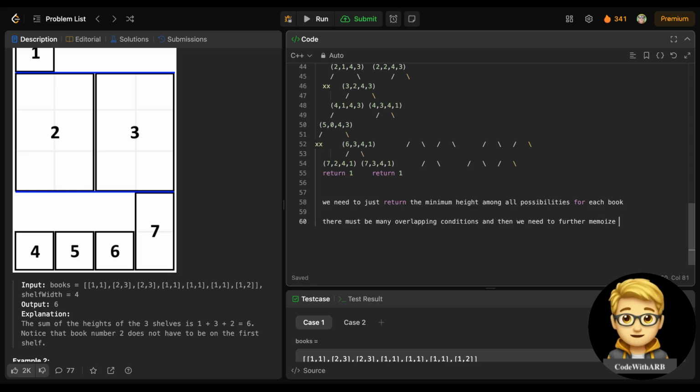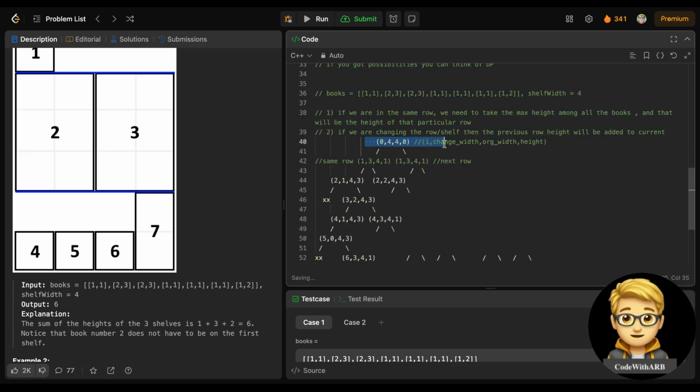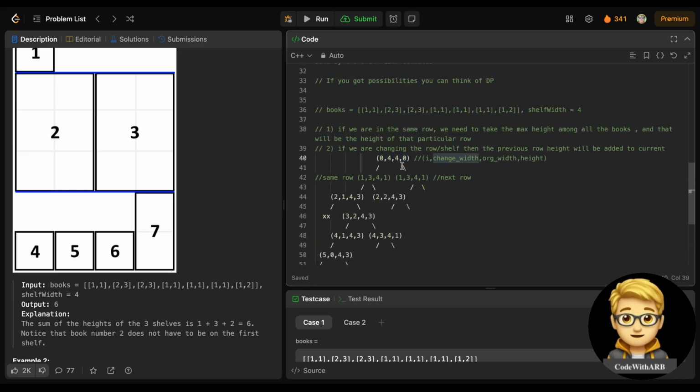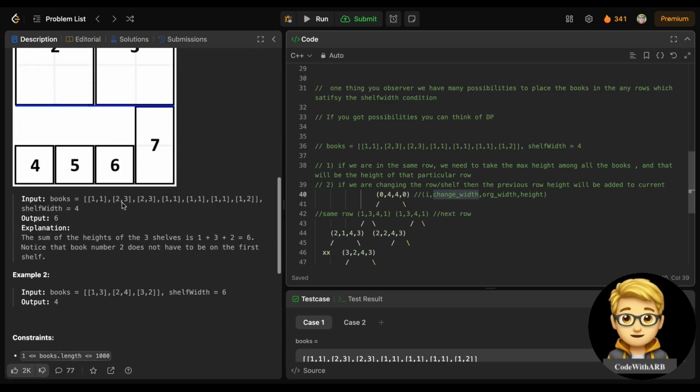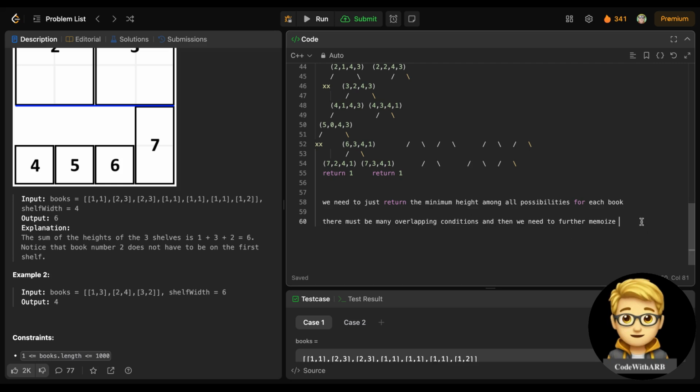So how will I find the conditions of dp, right? The first thing to note is that this i would definitely change. The second is that the self width will also change, because when we put and not put, the self width changes. Height is the same for the same row, but changes with the change in the row, so height will also change. So we need to make the memoization on this, right?